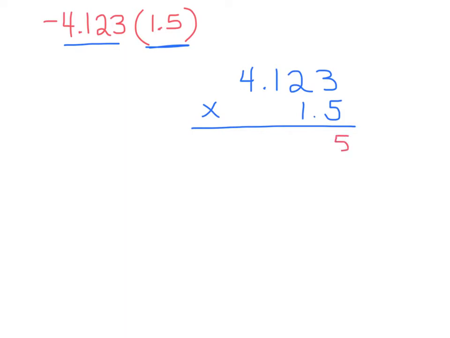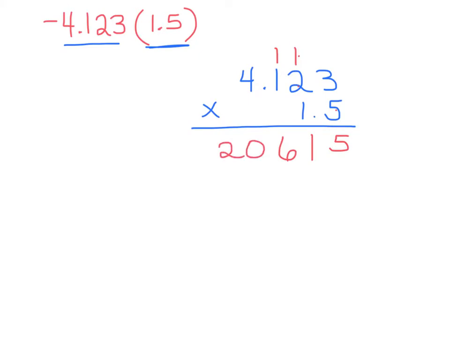So let's start with 5 times 3. Okay, that's 15. I'm going to carry my 1. Now I'm going to do 5 times 2, which is 10, plus the 1 is 11. Carry my 1. Okay, next I'm going to do 5 times 1, which is 5, plus 1 is 6. And then last I'm going to do 5 times 4, which is 20.